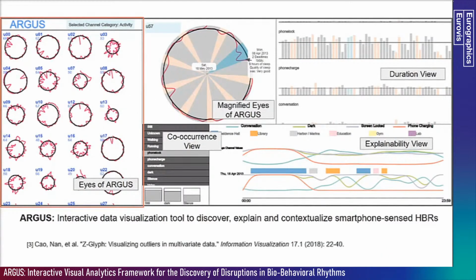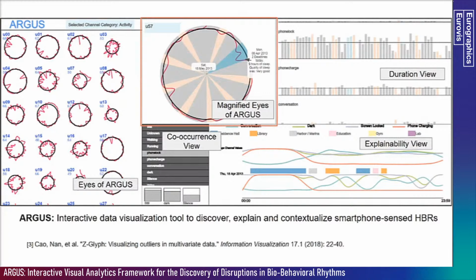We present Argus, an interactive data visualization tool to find and explain biobehavioral disruptions as detected from smartphones. The first view on the left is the Eyes of Argus view, which represents the rhythms detected for all users across all days. Each circular glyph represents one user, and the purple line encodes the rhythm deviation score for every day of participation ordered clockwise. The black circle represents the average rhythm values, with larger circles indicating stronger overall rhythm in the person's data. The closer the purple line is to the center, the higher the disruption. This glyph is based on the Z glyph by Cao et al., which has been shown to be more effective than traditional glyphs for showing deviations from normal.